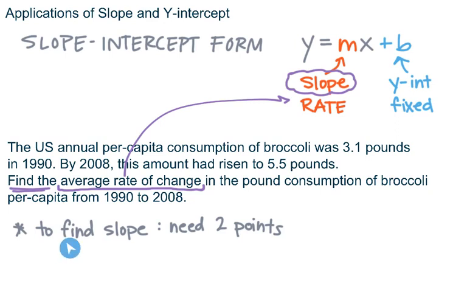And as I've written here, in order to find slope, we need 2 points or 2 ordered pairs, or rather 2 pieces of data that create ordered pairs. So let's look at what we're given. The first piece of data is we know that there were 3.1 pounds annual per capita consumption of broccoli in 1990. And then our other piece of data is that by 2008, it had gone up to 5.5 pounds. So we can create 2 ordered pairs.